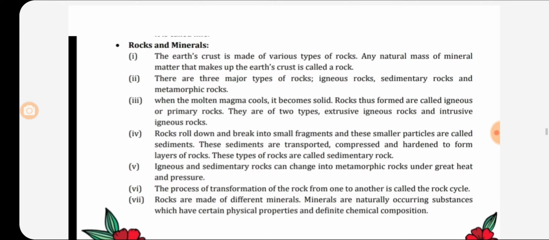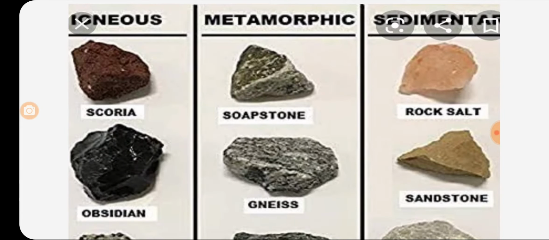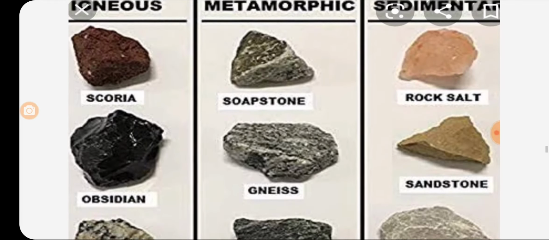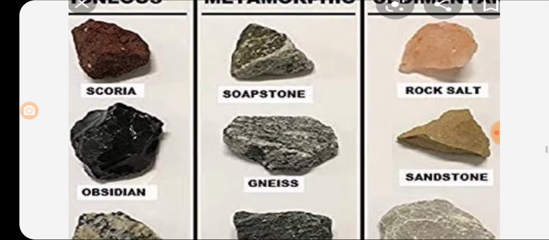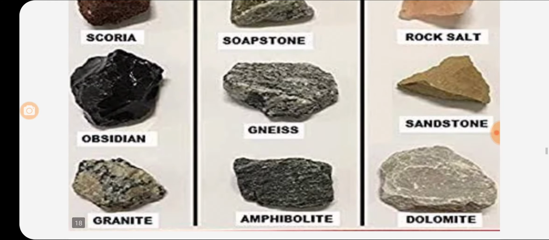Igneous rocks are of 2 types, that is extrusive and intrusive igneous rocks. Extrusive igneous rocks have a very fine grain structure, for example basalt, and intrusive igneous rocks form deep inside the earth, and granite is one example. I have a picture also of the types of rocks. These are the examples of igneous, metamorphic and sedimentary rocks. See, there is a lot of difference between all these 3 rocks.